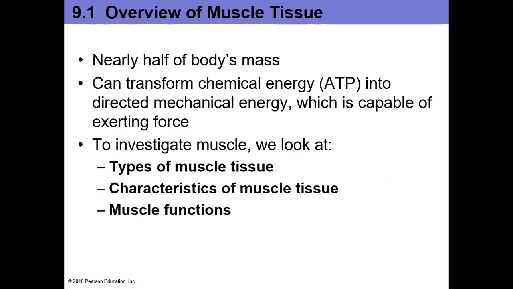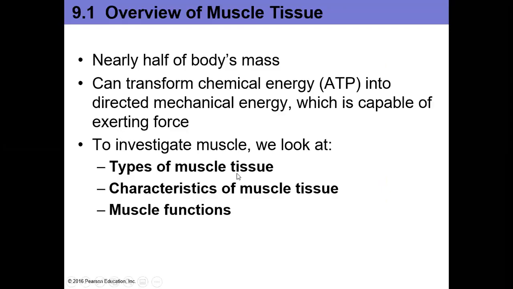It can transform chemical energy into directed mechanical energy, which is capable of exerting force. So the chemical energy happens in the form of first neurotransmitters from a neuron, which then floods the surrounding muscle tissue with calcium, which then triggers a very large protein called troponin to move away from actin heads, so myosin can bind and pull muscle. You don't have to know what any of that means right now, but you will have to by the end of this PowerPoint.